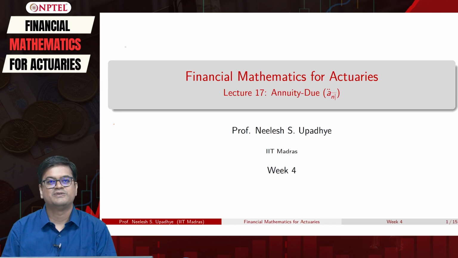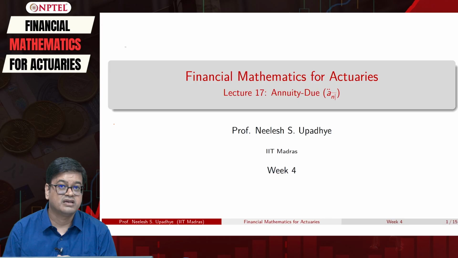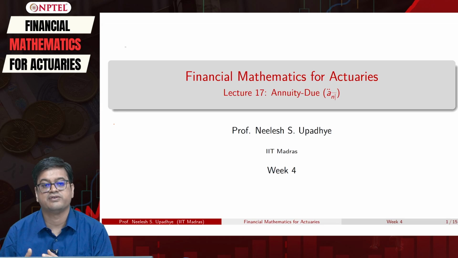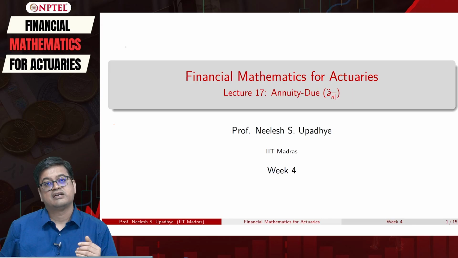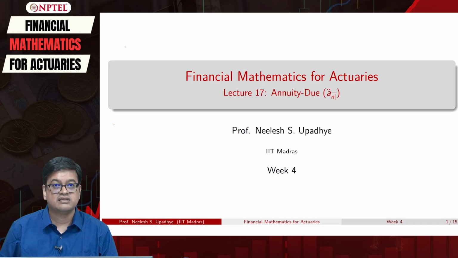Welcome back to lecture 17 of Financial Mathematics for Actuaries. We are in week 4. This is the second lecture of week 4, and in the first lecture we dealt with annuity immediate. Today we are going to deal with a cousin of this, which is annuity due. Okay, so let us first understand the differences between these two annuities and then discuss our today's roadmap.